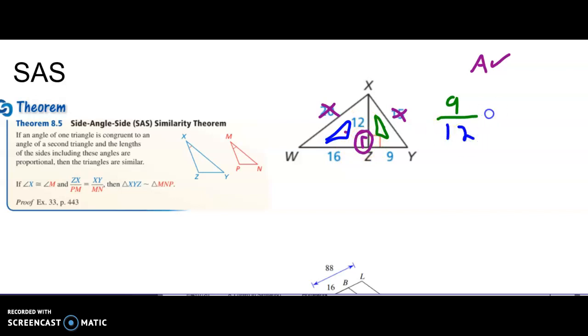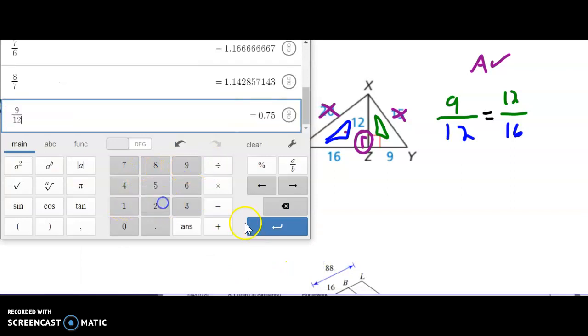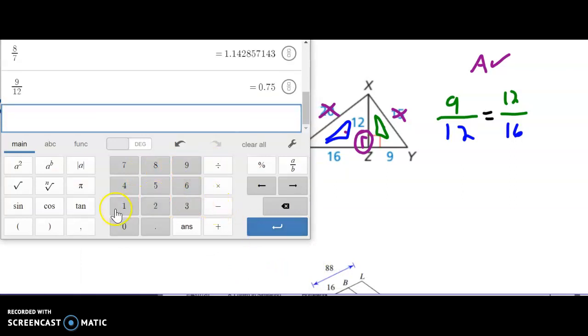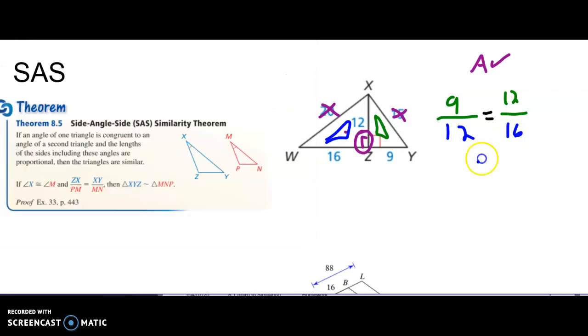And then I want that to be equal to, my next side is, on this side, that 12. And then I'm going to look at the next side being 16. And so those are the side lengths that are between this angle. So now when I go over to my Desmos, I do 9 divided by 12, 0.75, 12 divided by 16, 0.75. So these two equal 0.75.